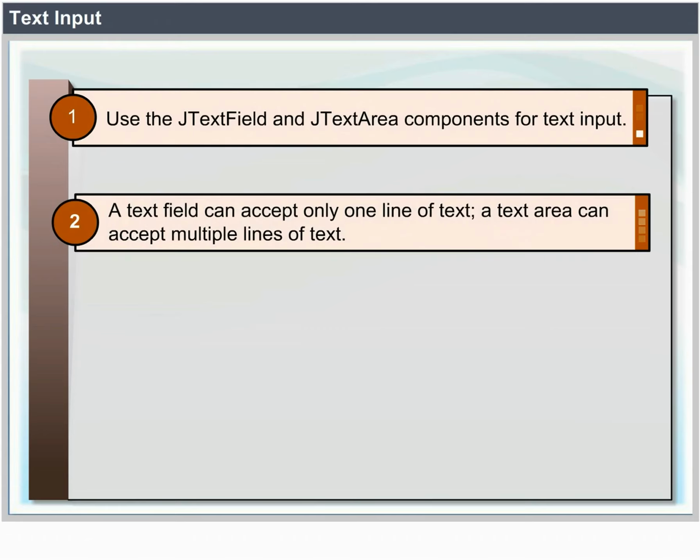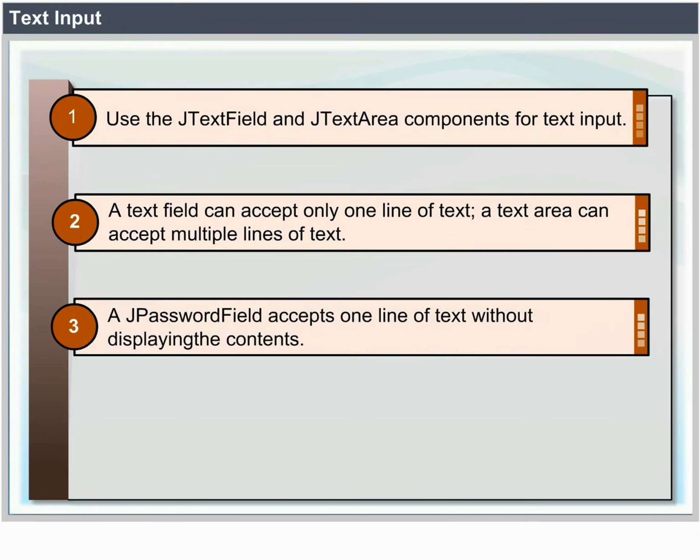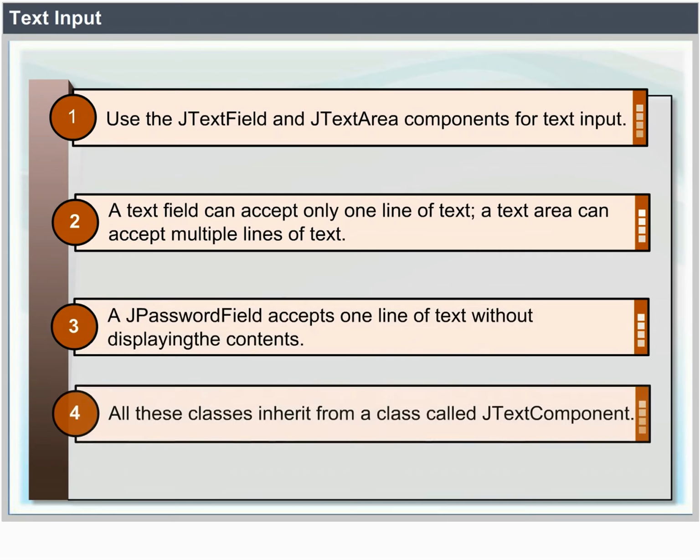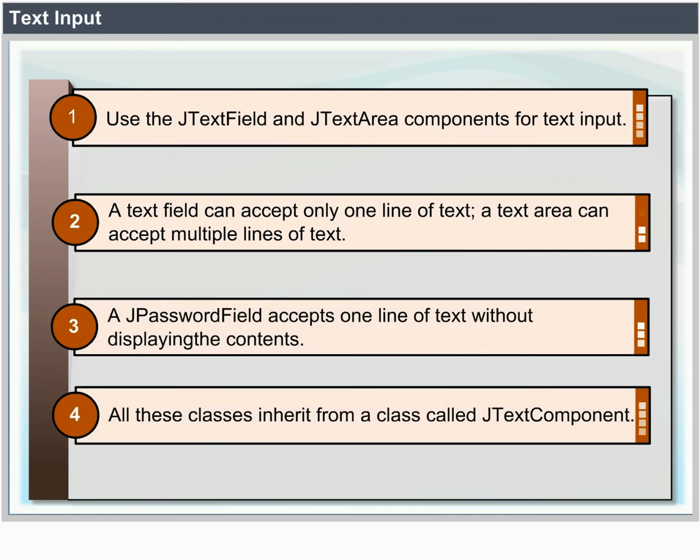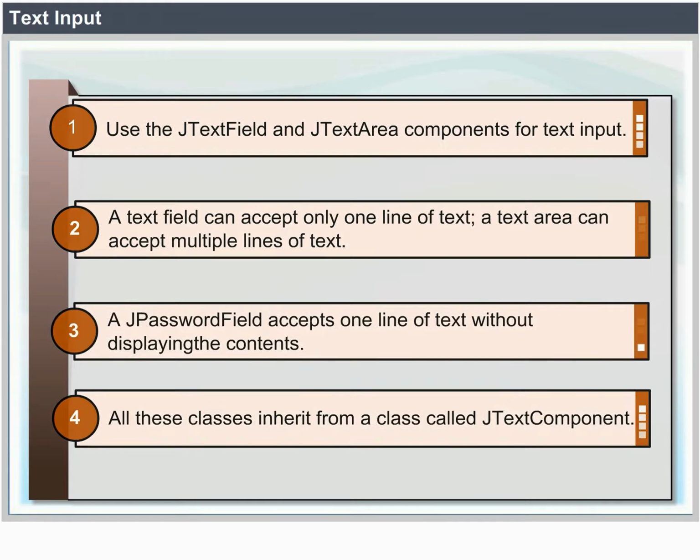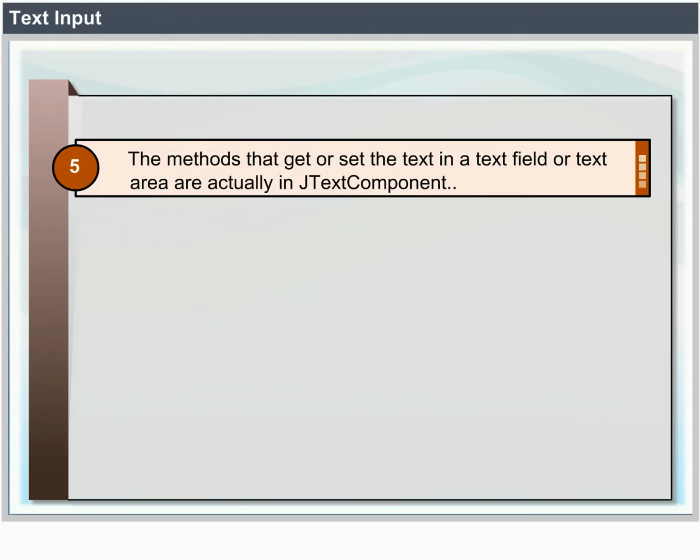Use the JTextField and JTextArea components for text input. A text field can accept only one line of text. A text area can accept multiple lines of text. A JPasswordField accepts one line of text without displaying the content. All these classes inherit from a class called JTextComponent. The methods that get or set the text in a text field or text area are actually in JTextComponent.